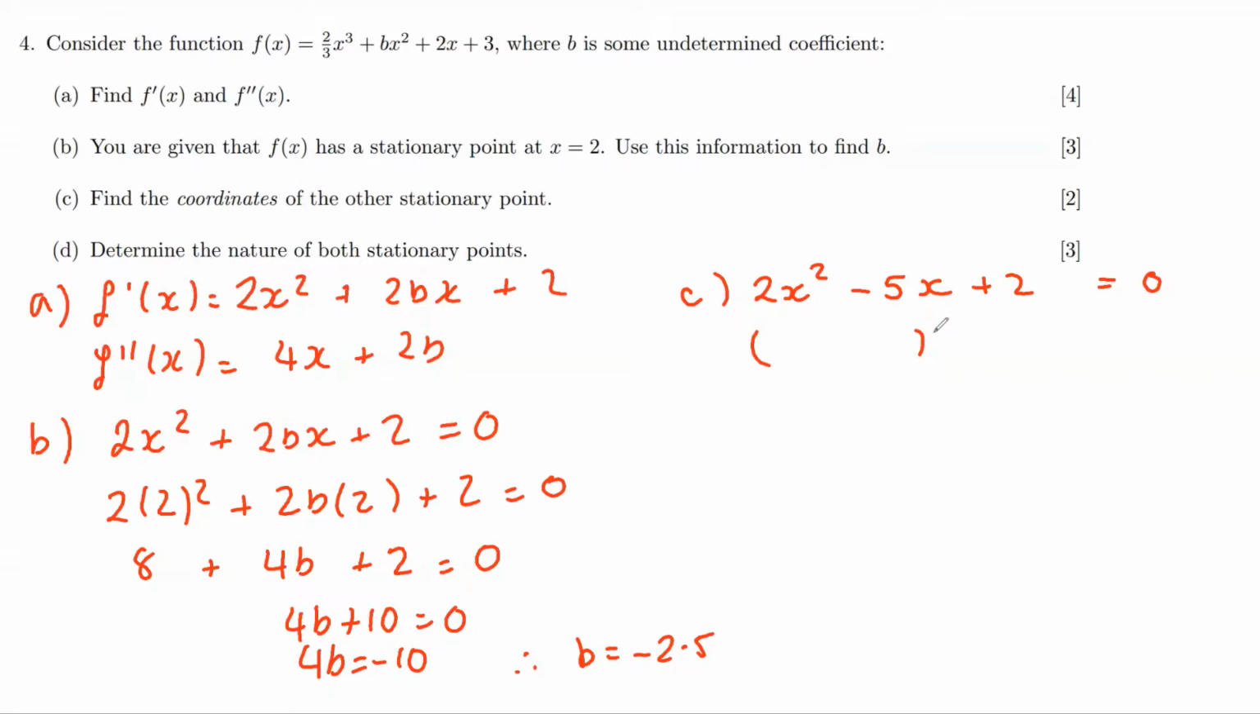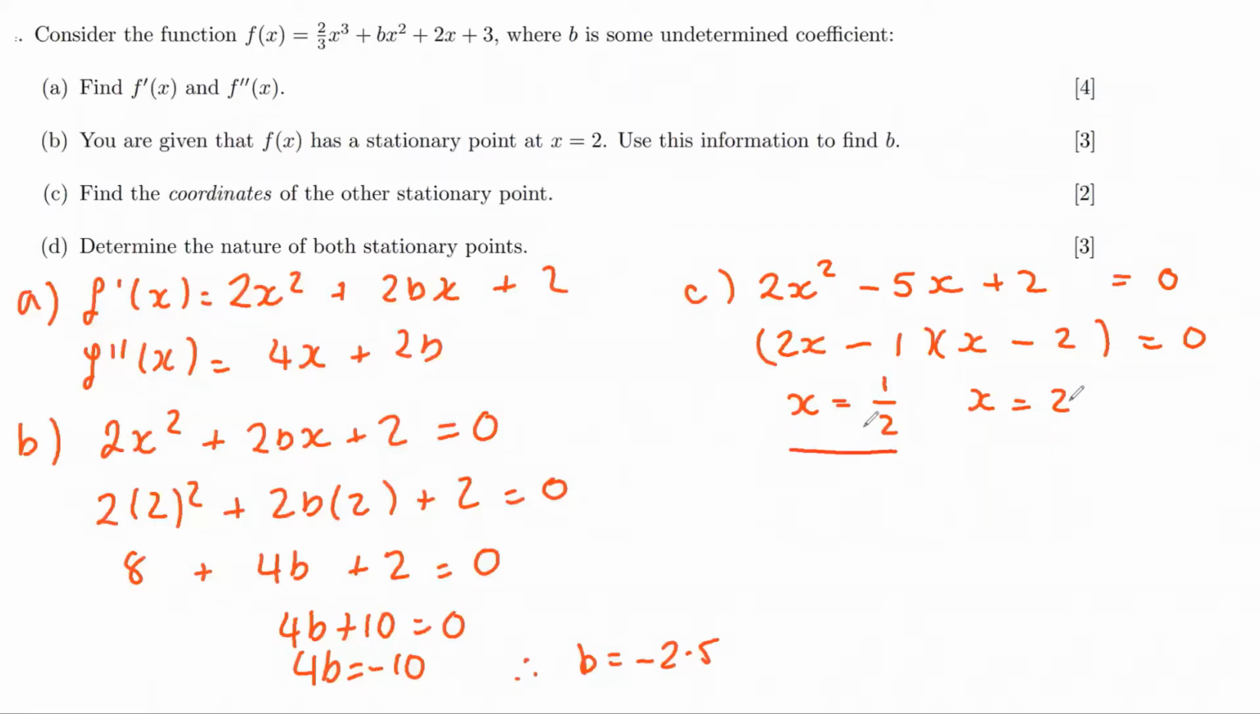Now we should be able to factorise this. So we get 2x and x, and we want two numbers that add to make minus 5. So we'll put minus 2 here and minus 1. That seems to work quite nicely, and therefore x is a half, or x equals 2. So if we substitute a half back into f of x, we get our y value is 83 over 24. So the coordinates are going to be given as a half and then 83 over 24.